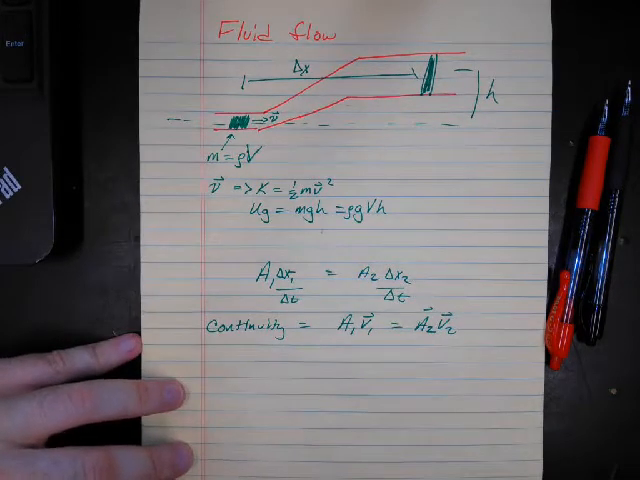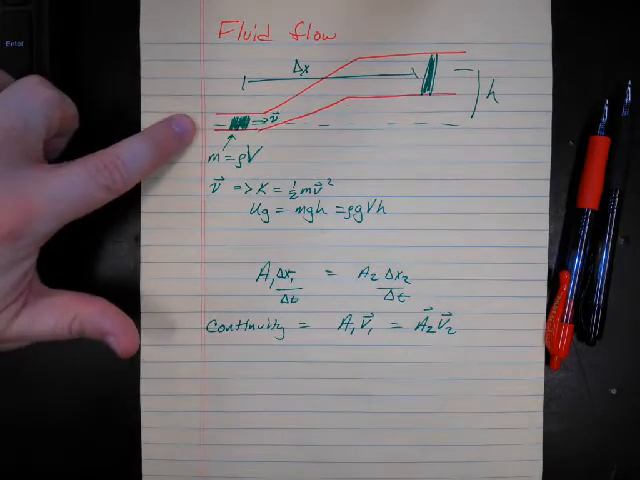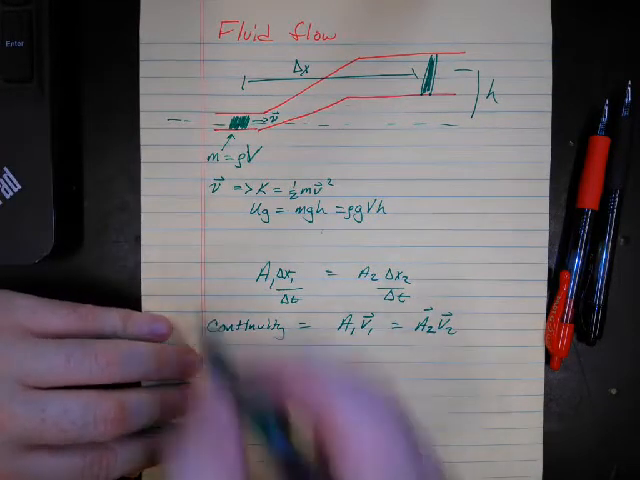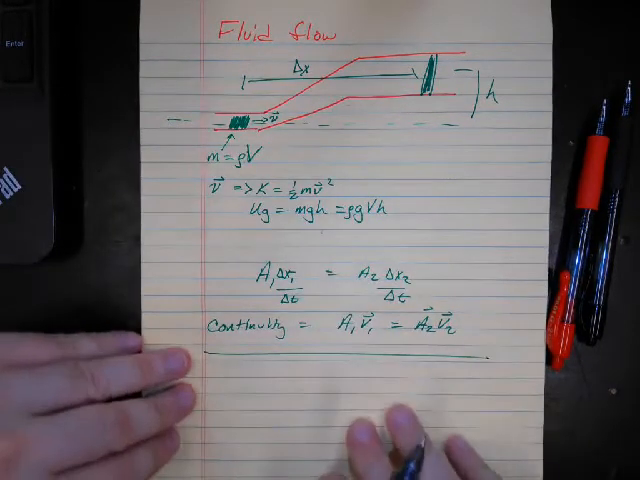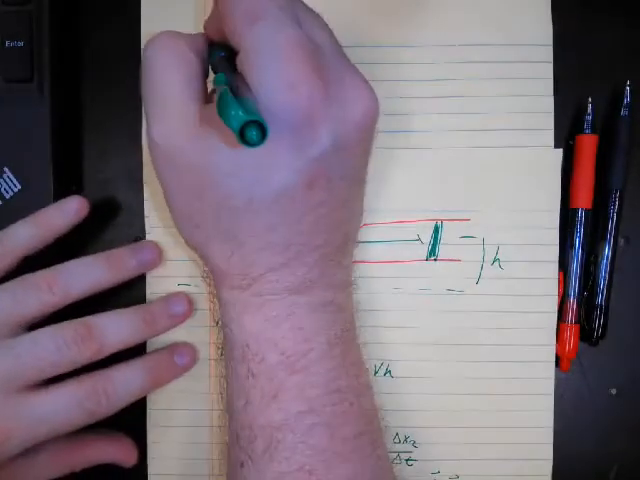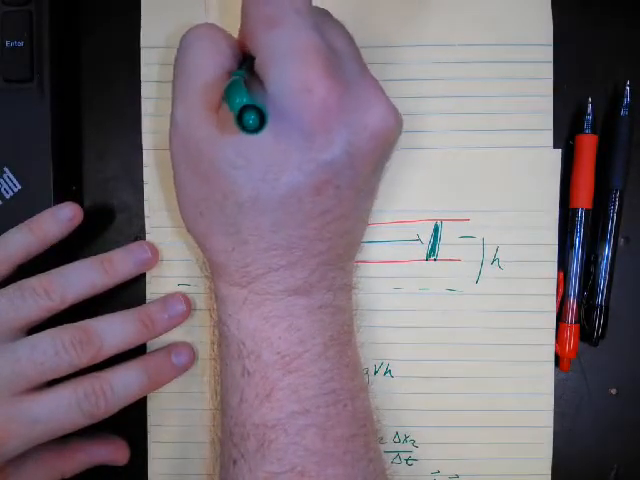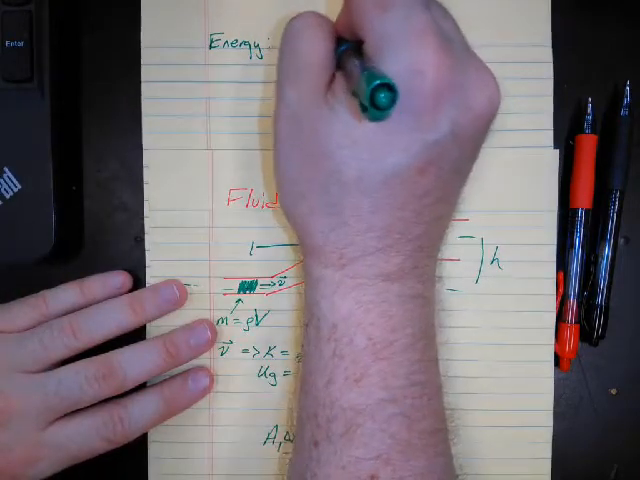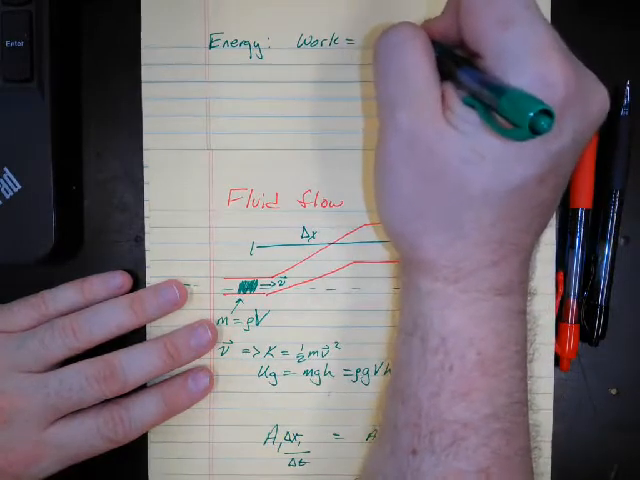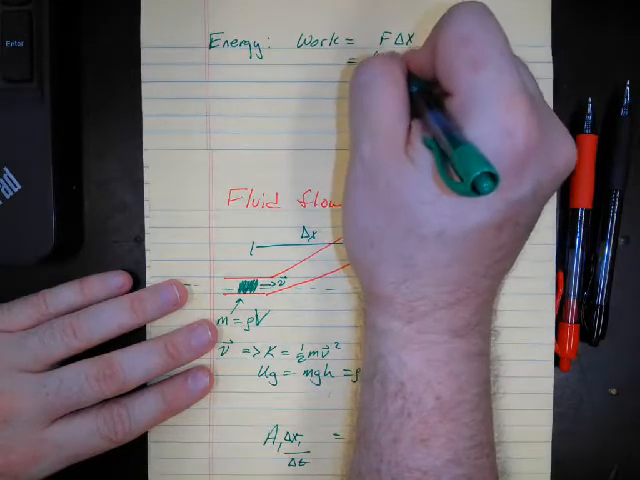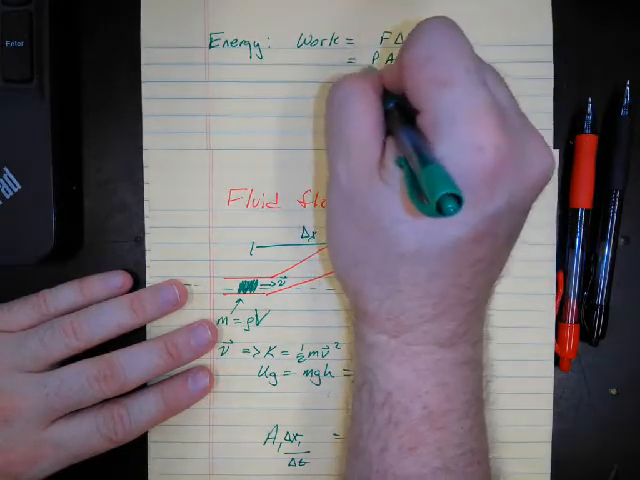So we can talk about the energy that's in these points, right? At a particular point, let's go to another sheet of paper here. The energy, well, there's three forms of it. There's the work that we do, which is F delta x, which is the pressure times the area times delta x, which is the pressure times the volume.